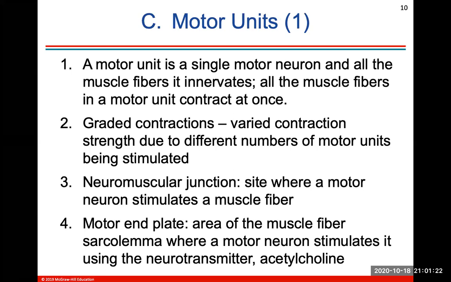Motor unit. A motor unit is a single motor neuron or nerve cell and all the muscle fibers it innervates. All the muscle fibers in a motor unit contract at once. We can have graded contractions, which are varied contraction strength due to a different number of motor units being stimulated. The neuromuscular junction is the site where a motor neuron will stimulate a muscle fiber, and the motor end plate is the area of the muscle fiber sarcolemma or membrane where a motor neuron stimulates it using the neurotransmitter acetylcholine.